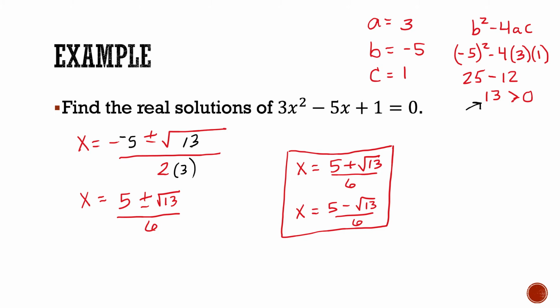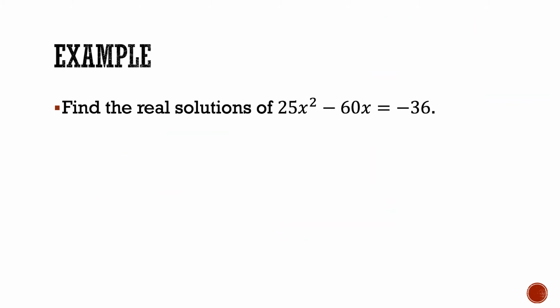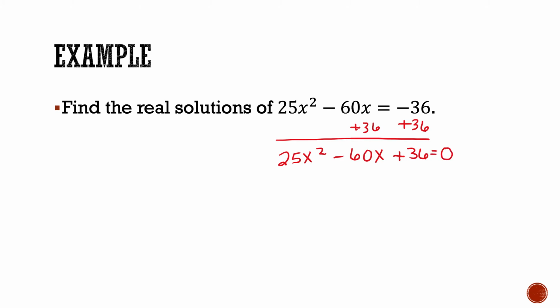All right, so let's look at one final example. So we want the real solutions for 25x squared minus 60x is equal to negative 36. And so again, in this case, I need to set it equal to 0 before I start. So I'm going to add the 36 to both sides. So I'm going to have 25x squared minus 60x plus 36 is equal to 0.